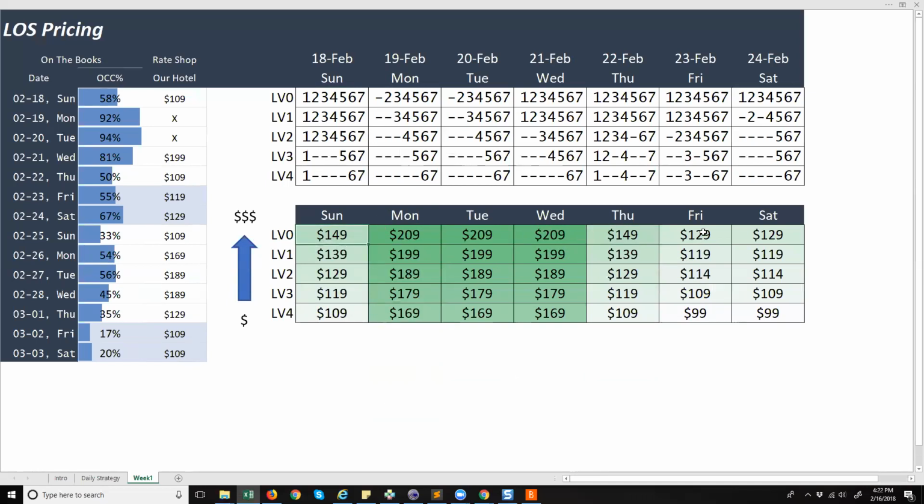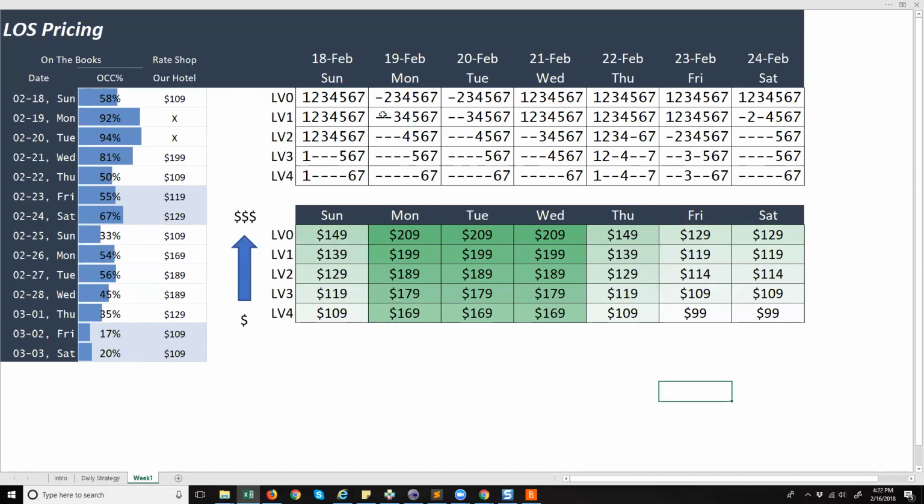And then over the weekend of Fridays and Saturdays, it's a lot lower, due to market mix. This hotel is traditionally a little bit softer on the weekends than it is on the weekdays. So we have the Fridays and Saturdays priced with the same strategy. Their high point is 129 at LV0. Their low point is 99 at LV4.